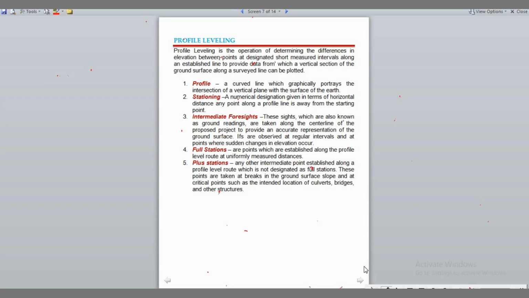When you survey the proposed road, at each point the distance should be uniform. The distances should be equal. If the distances are equal, we call that a full station. A profile is a graph of a curved line. In this graph you can see which point is high and which point is low. That is the purpose of profile leveling.